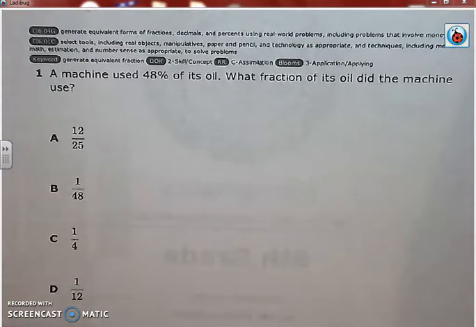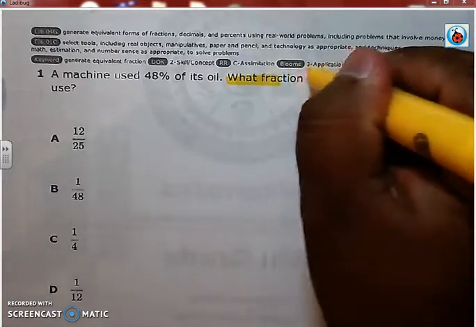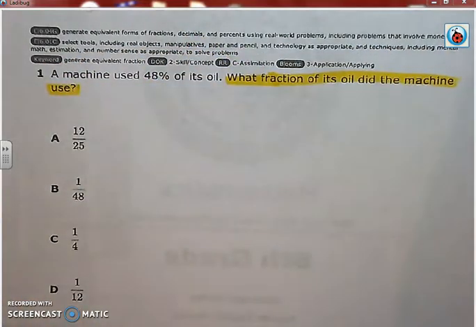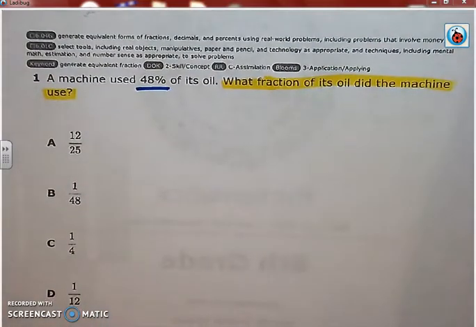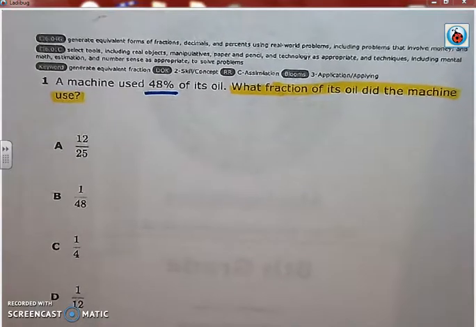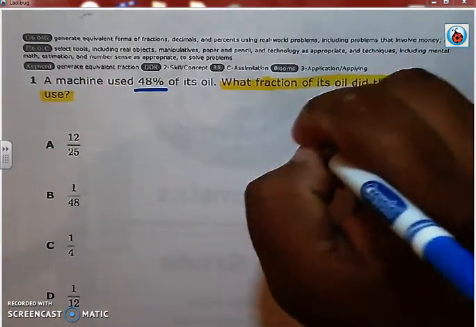So question number 1 says, a machine used 48% of its oil. What fraction of its oil did the machine use? So they are asking me for a fraction. Plus, I also see percent. So I'm thinking back, what lesson did our teacher talk to us about that dealt with fractions and percent? And that lesson happened to be Free Dr. Pepper. FDP.